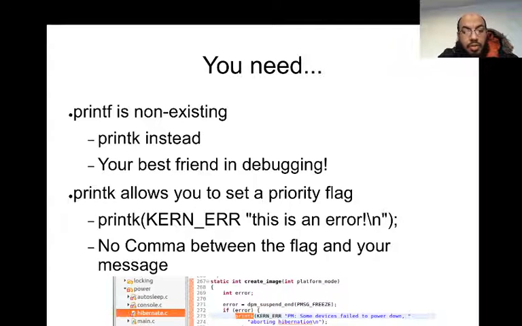So this is real code from the kernel, and if there is an error, you print KERN_ERR PM: some devices failed to power down. You might have seen similar error messages when you're restarting your computer, or when you're doing sleep or hibernate, and there are some applications that just wouldn't quit.